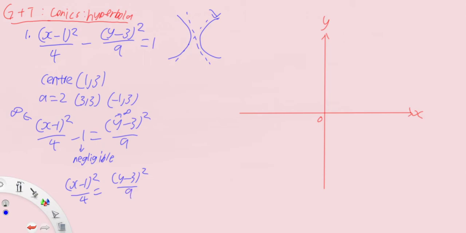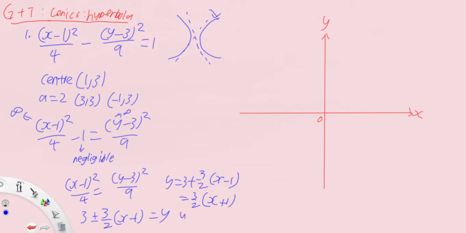Alright, now I make y the subject, so I'm going to do a very fast simplification. Basically taking the square root, considering plus minus, and then bringing the minus 3 over to become plus 3. So we then have our asymptotes, one being y equals 3 plus 3 over 2 (x minus 1), which is simply 3 over 2 x plus 1.